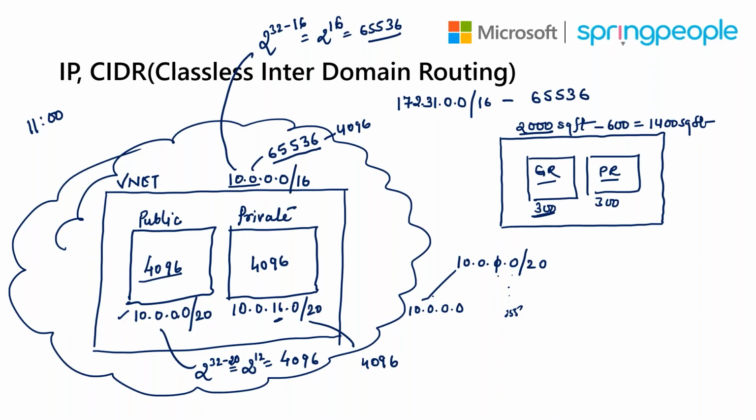So 0, 1, 2, 3, 4, up to 255. After this, it will become 0, it will become 1. So 0, 1, 2, 3. So it will go from 10.0.0.0 till 10.0.15.255. That's why, sir, my next CIDR is starting from 16, because till 15 I'm already occupied. I don't have any IP to give you.